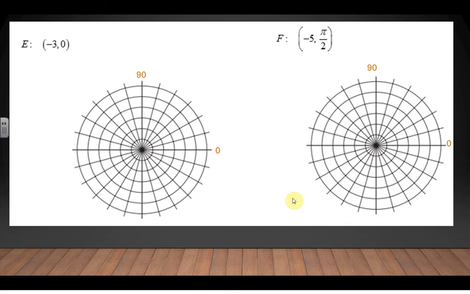Okay, so -3, 0. Well, 0 is on the horizontal axis, the polar axis, and then you go -3 radii. So you go in the opposite direction. And there's your point.